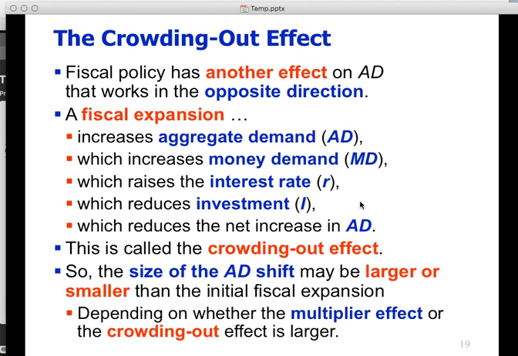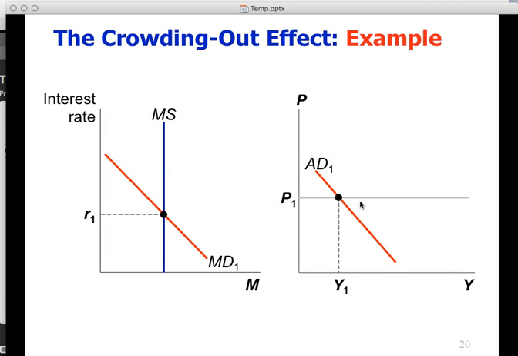Whether the aggregate demand shift is larger or smaller than the initial fiscal expansion depends on whether the multiplier effect or the crowding out effect is larger. The government spends 20 billion. If the multiplier effect is larger than the crowding out effect, then the net impact on the economy would be greater than 20 billion. But if the crowding out effect is larger, the net impact would actually be less than 20 billion. Or it could be somewhere in between. The point is we don't get the full multiplier because of the crowding out effect. And the example was as follows.